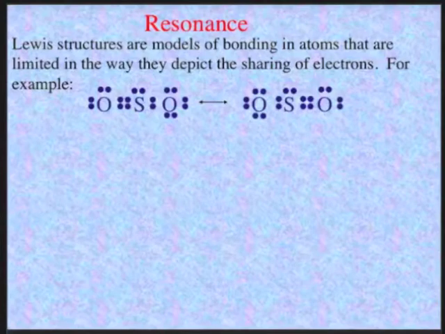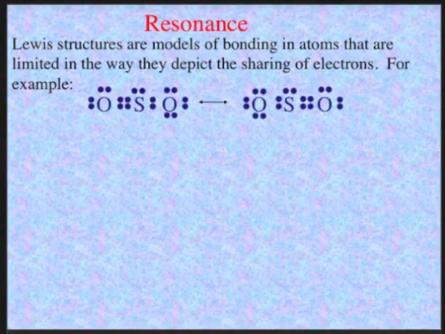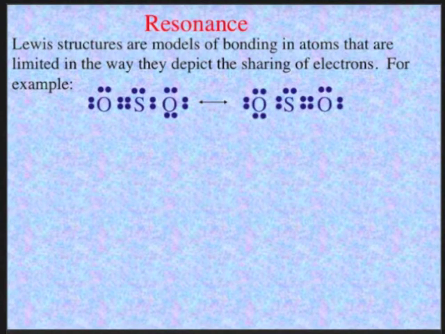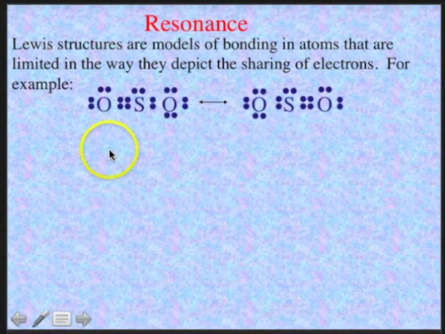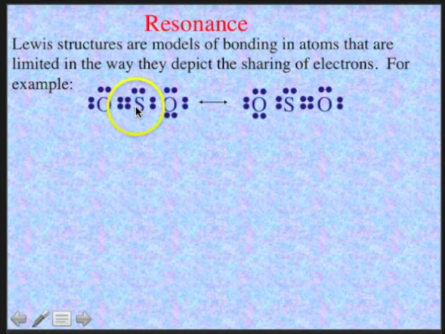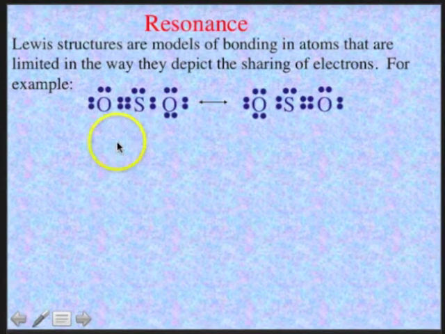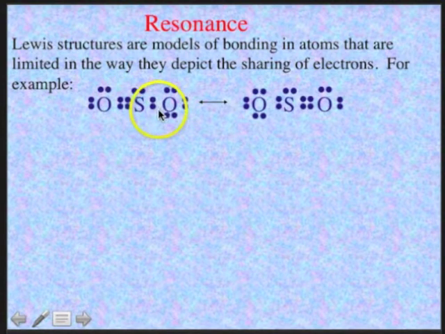Lewis structures provided one of the first simple models to show chemical bonding, and as such was limited in the way that it depicted the sharing of electrons. For example, in the compound you see here, sulfur dioxide, you see two valid Lewis structures, in which the sulfur atom is double bonded to one of the oxygens and single bonded to the other.